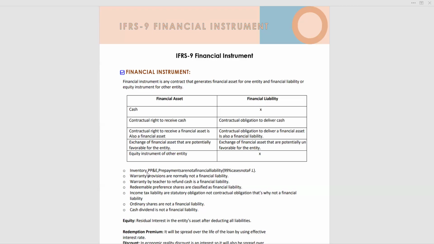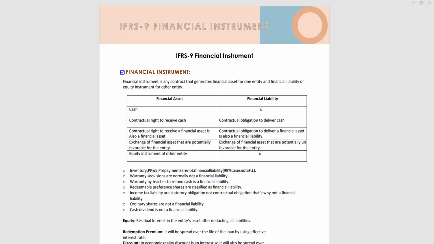Now, income tax liabilities are statutory obligations, not contractual obligations. That's why they are not a financial liability. Ordinary shares are not a financial liability. Cash dividend is not a financial liability because it depends on the company. So there is no financial liability if there is no contractual obligation, such as tax payable or dividend payable.